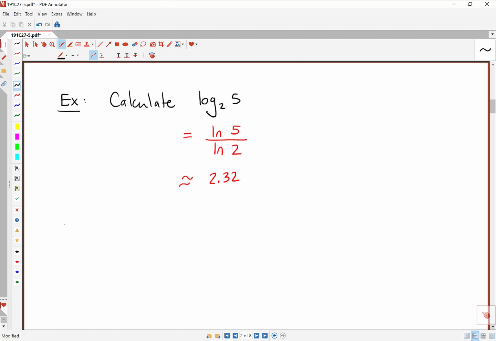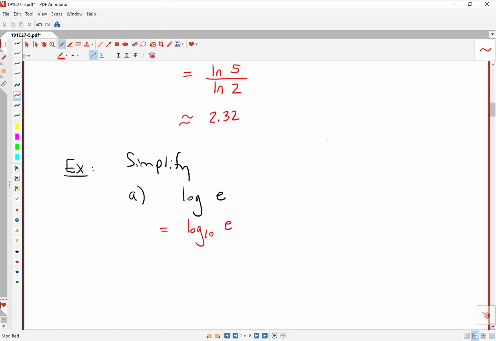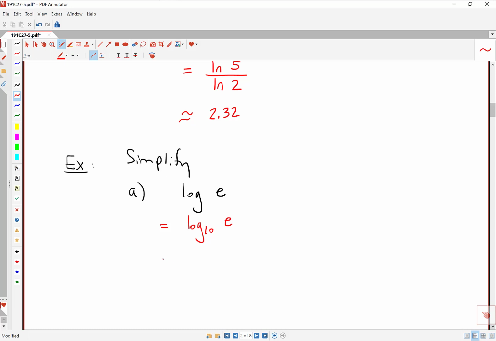Next thing we're going to do is practice simplifying some expressions, again just using our change of base formula. So for part A, what we want to simplify is log e. So we would say, okay, what's our base here? If there's no base, then it's implied that it's base 10. So we're talking log base 10 of e. And according to our change of base formula, we go ln of our number, so ln of e, divided by ln of the base.